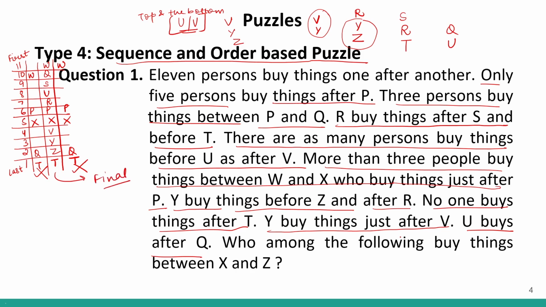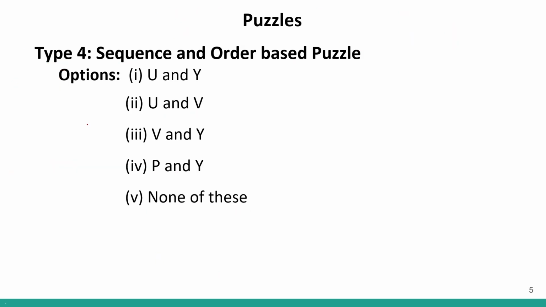Now let us look at the question. The question asks, who among the following buys things between X and Z? Between X and Z, we have V and Y. So let us look at the options. We have V and Y in option number 3. Therefore, this will be the correct answer.